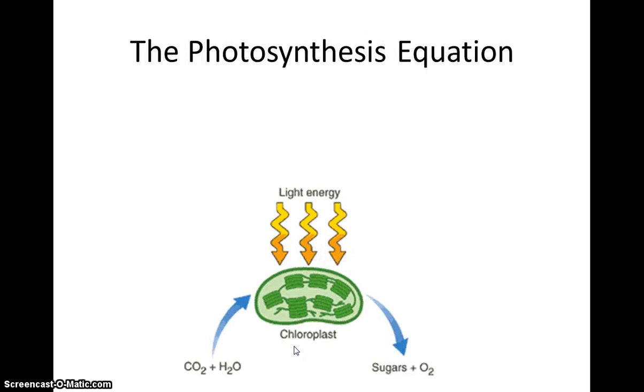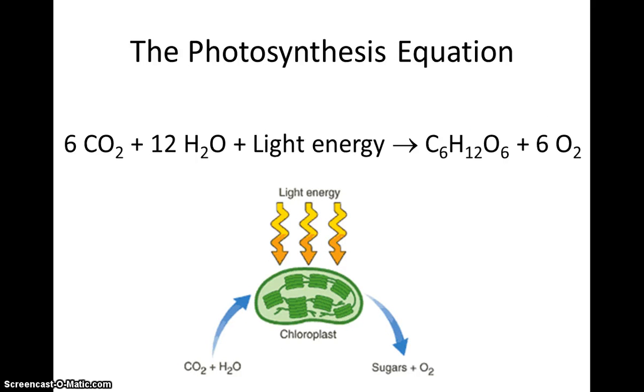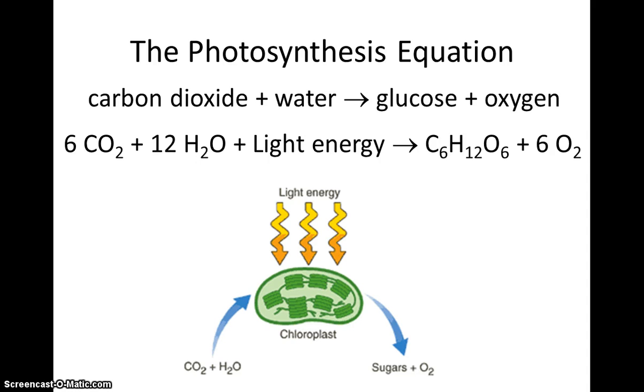We can put this not only into words but into equation form. So we would say carbon dioxide plus water gives us glucose and oxygen. Well, in chemical formulas, carbon dioxide is CO2, and it takes 6 of them in photosynthesis. Water is H2O, and it takes 12 of them. We also have to have an input of light, so we just say plus light energy or plus the sun. Over here, C6H12O6 is glucose, and then O2 is oxygen, and we have to have 6 of those that are produced. So this is the overall equation for photosynthesis.